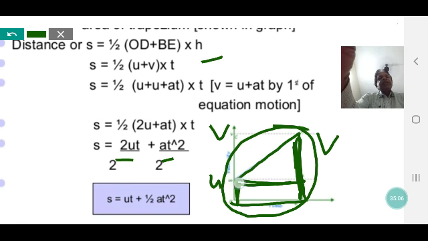If you find the area of the trapezium by putting in the values, T is the height, and V and U are the parallel sides, and we can easily get the area. If you put the value of V here, we get the expression S is equal to UT plus half AT square by the graph. That is the second equation of motion.